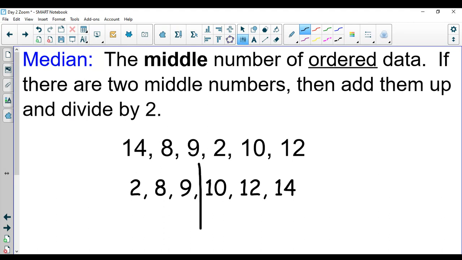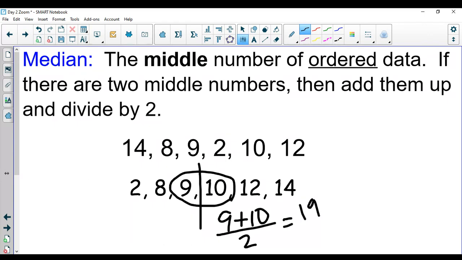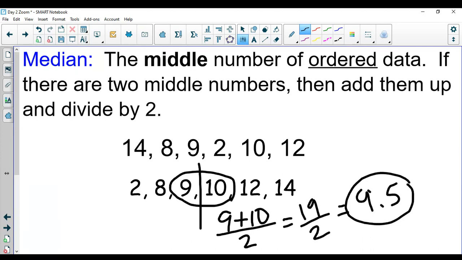All right, and so we need to find the mean of those two numbers. I know this one's not too hard because with 9 and 10, it's not very hard to go halfway between 9 and 10, but I'm going to go ahead and show it. So we're going to say 9 plus 10 and then divide by 2. 19 divided by 2, and that is 9.5. Okay, so the interesting thing about the median is that sometimes the median is not in your data set.